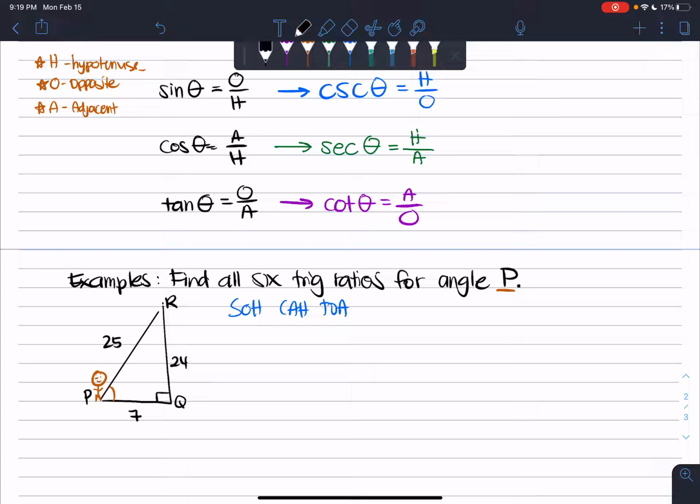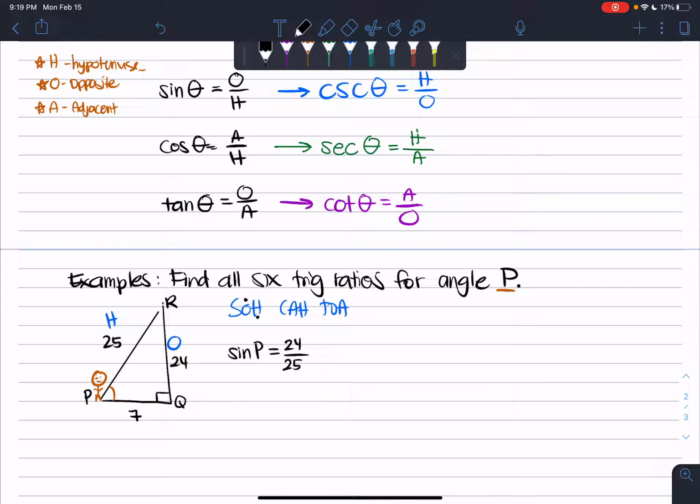So looking at sine of P, I know I need opposite over hypotenuse, O over H. So looking at where I'm standing, opposite O is 24. So I could put O there. And the hypotenuse, H, is 25. So the sine of P is 24 over 25.